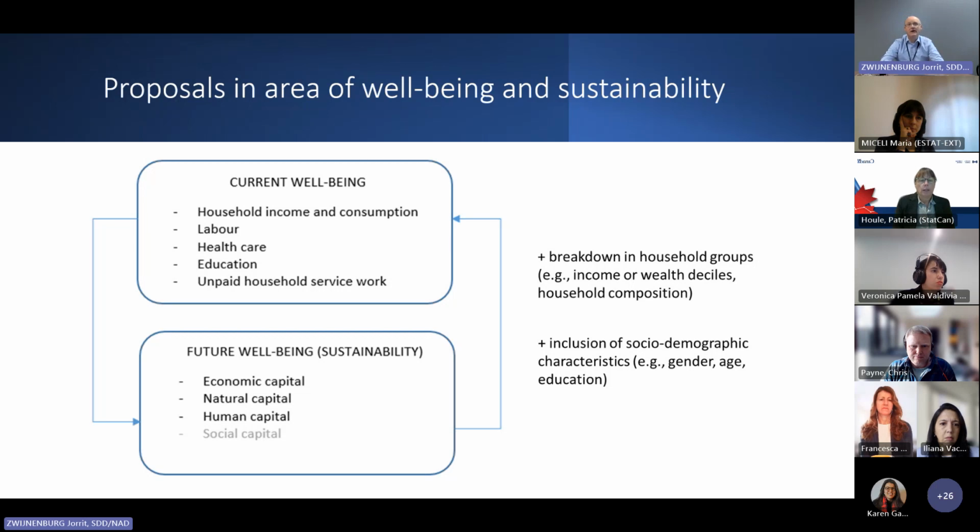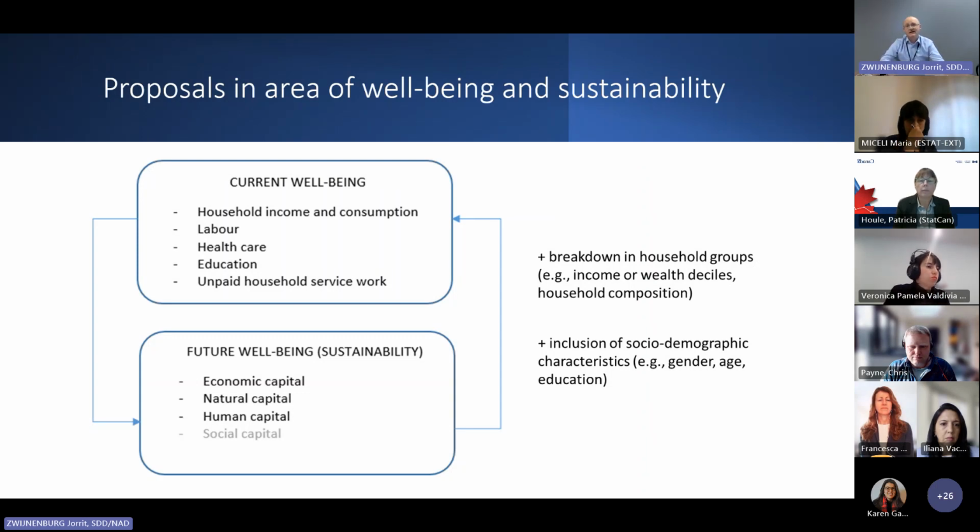Labor accounts are recommended to be included as a standard component in the compilation process. Also extended tables on healthcare, on education, and also, very important, the extended tables on unpaid household service work. And then at the bottom, you can see the future well-being, sustainability, which is focusing on developments in economic capital, but also natural capital, human capital, and we also noted down here social capital, but this is still in exploratory phases. So this is not really included yet in the next SNA, but maybe in a future SNA.